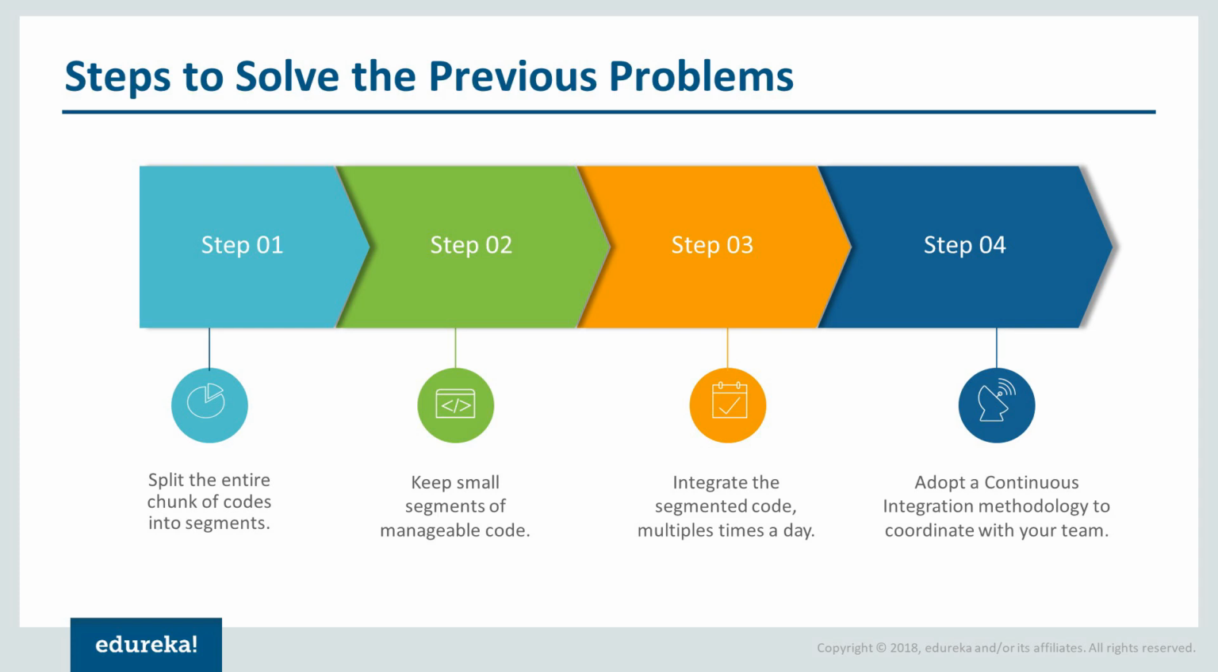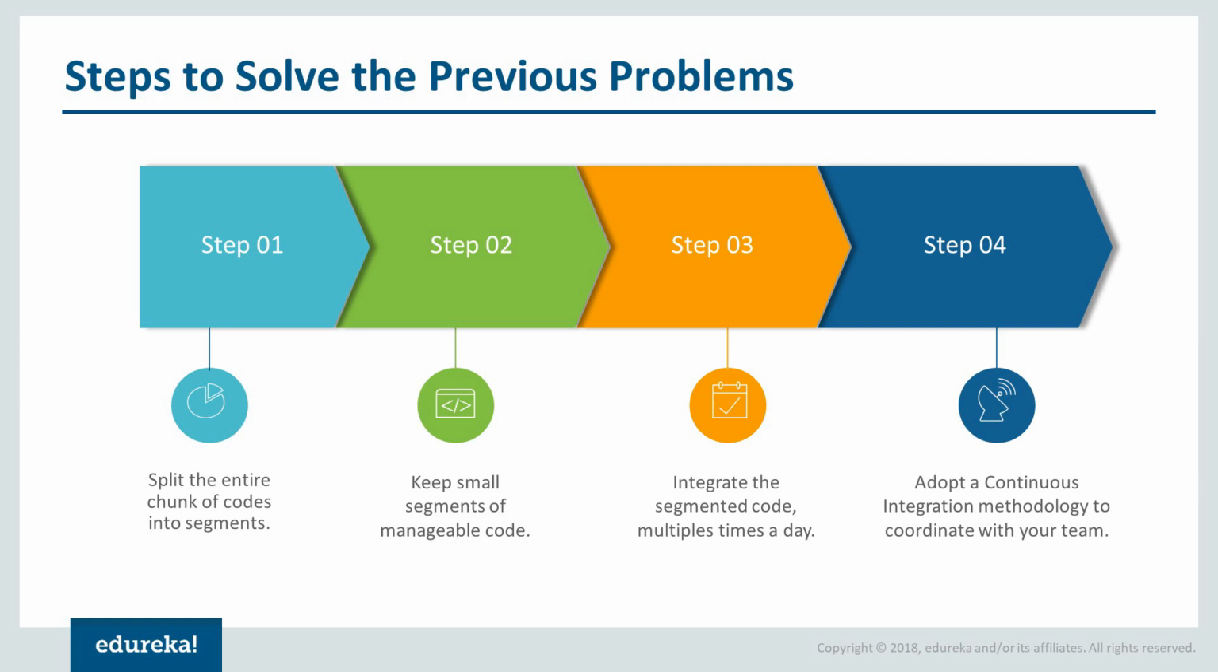So the step one would be to split the entire chunk of code into segments. Now you must have heard of something called the microservices approach in recent times. If you are in the IT industry, that is something which has gained huge popularity. And that is where you break down your monolithic application into microservices. So a huge amount of code. Let's say if you talk about monolithic applications, you had 10,000 lines, 20,000 lines, 1 million lines of code for a single piece of application. Now you divide that into meaningful units, each one known as a single microservice, and then you manage these microservices independently. And of course, you keep small segments of manageable code, and then you integrate the segmented code multiple times a day. That is a very important aspect.